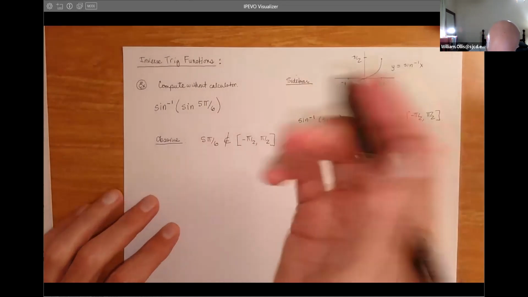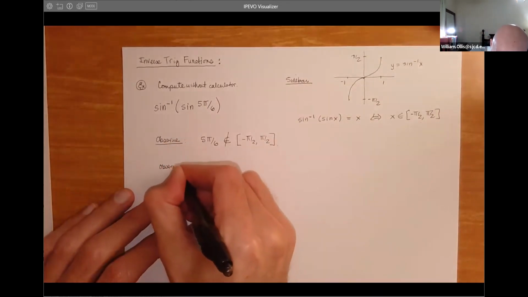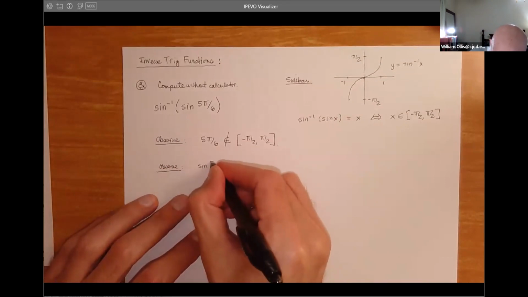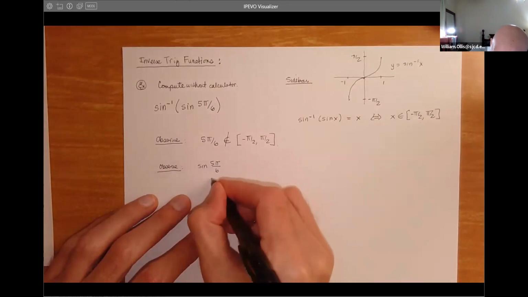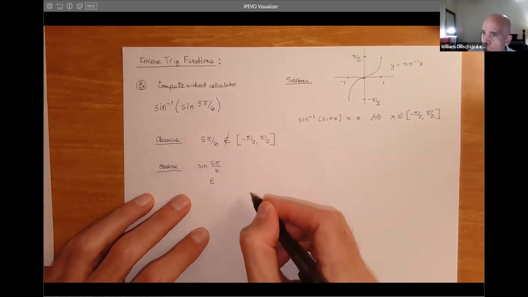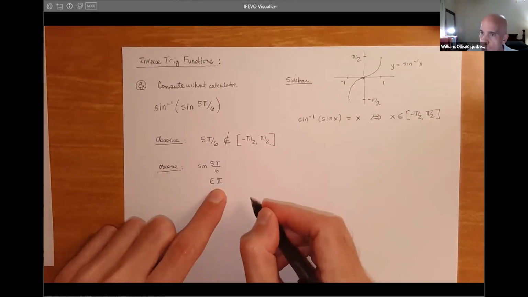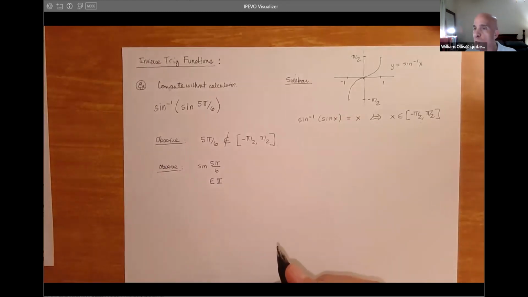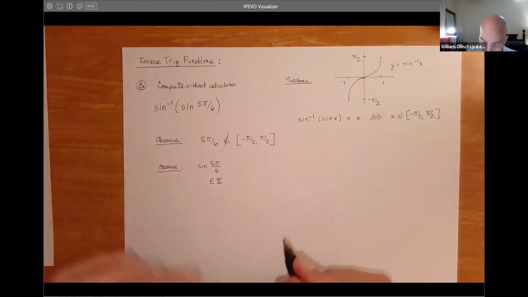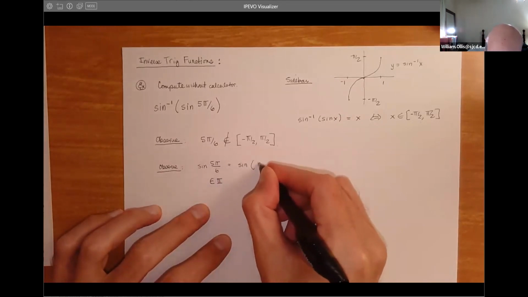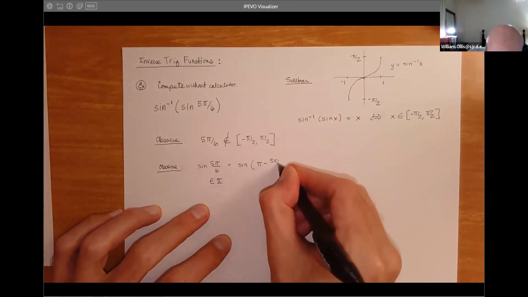So again, we observe that sine of 5 pi over 6, and I'm doing all this in detail so you'll have some good notes, is in the second quadrant. And we know in the second quadrant that the sine is positive, and it has an equivalent value in the first quadrant. So we have to use the reference angle. So this will be sine of pi minus 5 pi over 6.